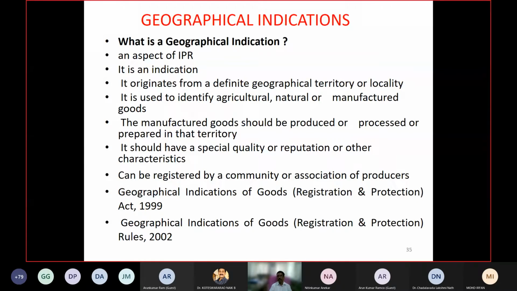It cannot be given to one person. There is a group of farmers, a group of artisans, a group of manufacturers involved in creating these intellectual property products. So these associations of growers or creators or manufacturers are registered. The community or association of producers is registered under the Geographical Indications of Goods (Registration and Protection) Act 1999, and rules were issued in 2002.